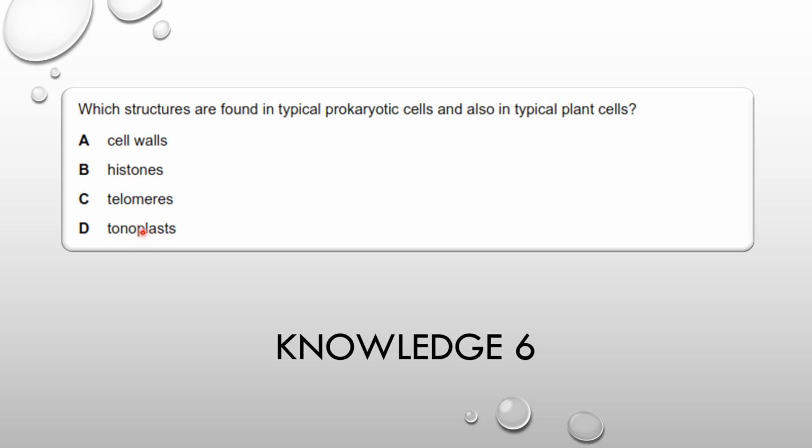Tonoplast is found only in plant cells. Bacterial cells don't have tonoplast. They don't have a large vacuole. They lack membrane-bound organelles, and the tonoplast is the membrane of vacuoles. Okay, so the answer is A.